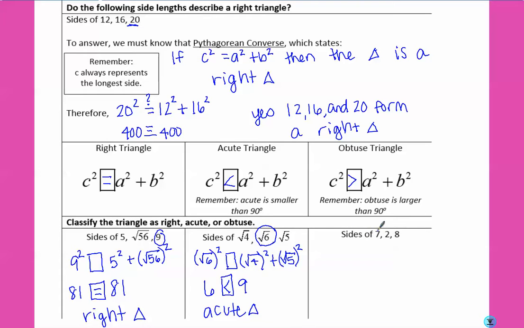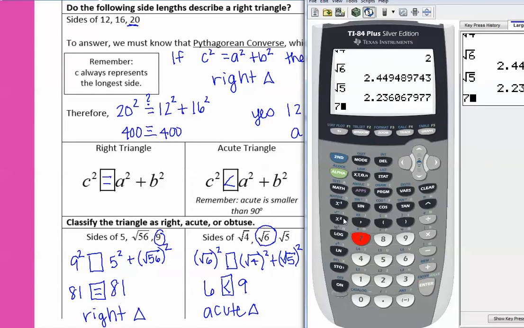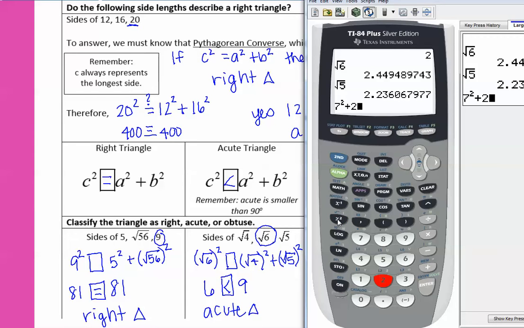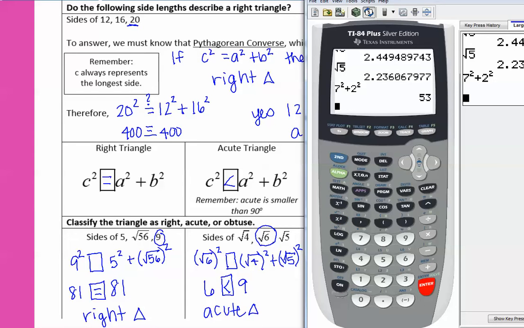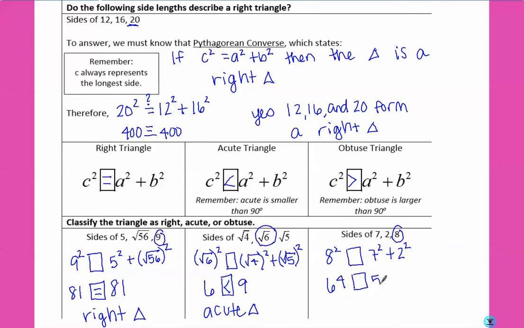And if we have sides of 7, 2, and 8, 8 is our largest side, so 8 squared, and then 7 squared plus 2 squared. 8 squared is 64. 7 squared plus 2 squared would give us 53. Therefore, the c squared side is greater, and this makes an obtuse triangle.